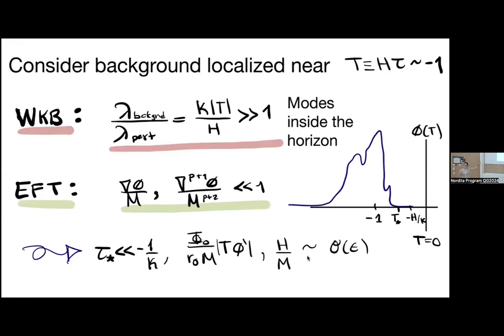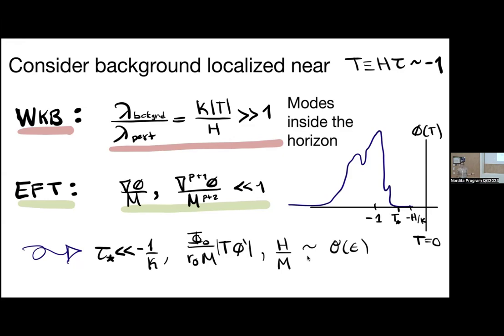The WKB and EFT approximations look very similar to the previous case, but now with scales that are time dependent. To get rid of a bit of the time dependence and make things easier, I'm going to choose a background that's localized near a conformal time of 1 over H. So basically my background looks like a blip in time like this around tau equal to minus 1 over H. This WKB condition just means, again, that your time slice has to be well inside the horizon. The EFT now is operators with covariant derivatives because you're in FRW.